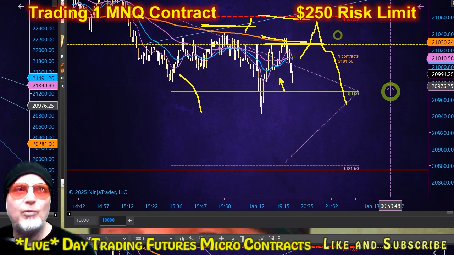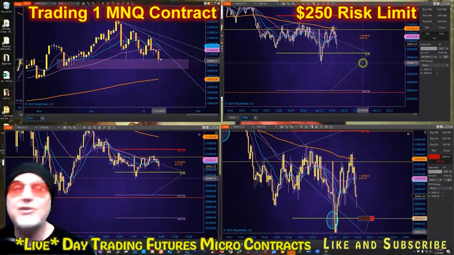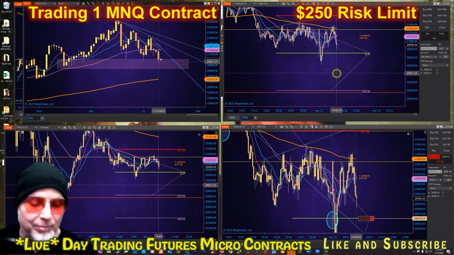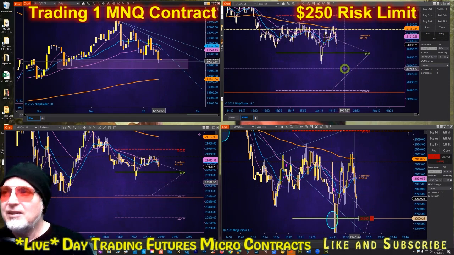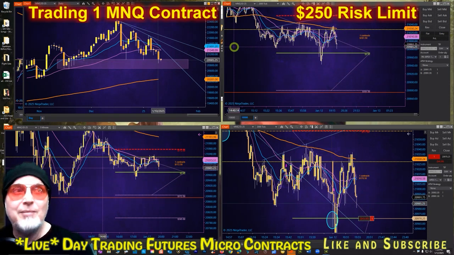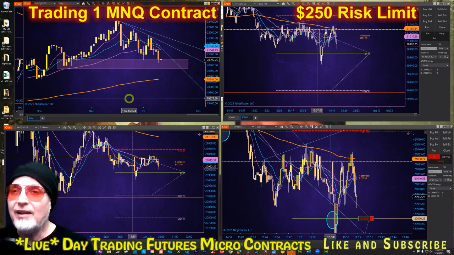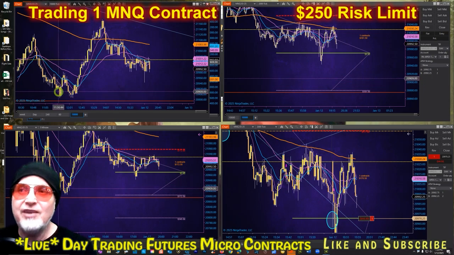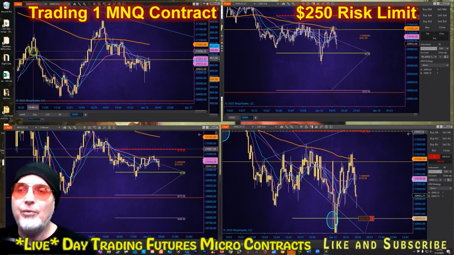My normal stop for 1 micro is $250. This is only like a $180 stop loss, so I was able to use structure and stay within my stop loss limit. That's what I want to do. Use structure and stay within my stop loss limit. I like that I'm using the direction to give me the reason to be in the trade.